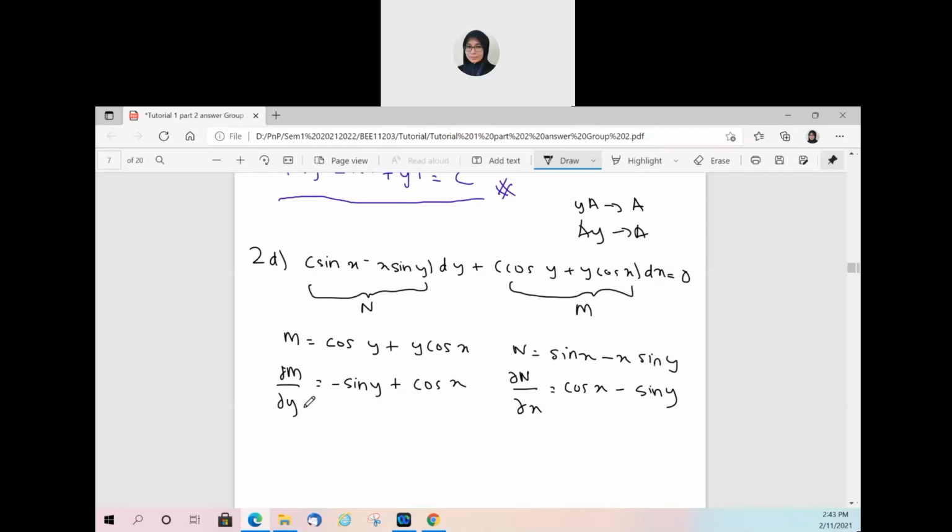So del m over del y. Del m over del y sama tak dengan del n over del x? Sama. Okay, sama. Then this is exact equation. Del m over del y equals to del n over del x, then this is exact equation.